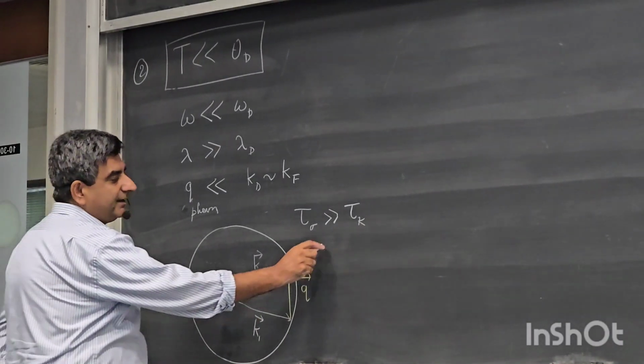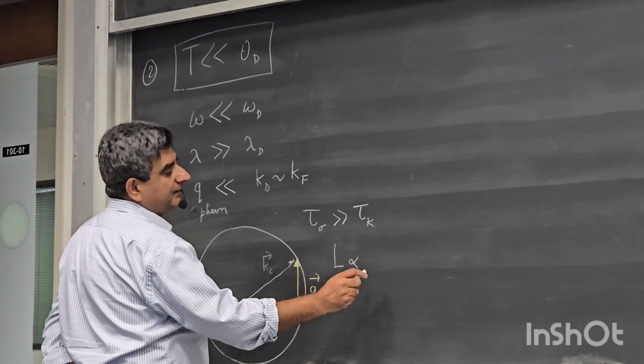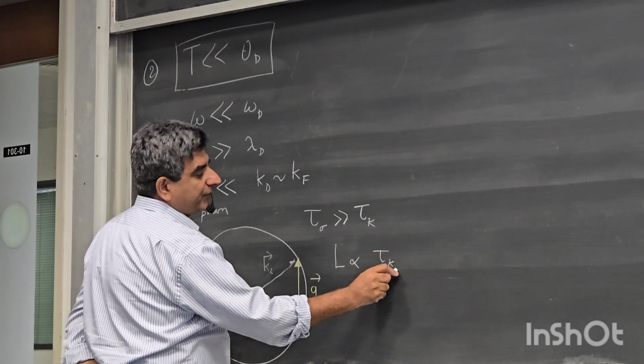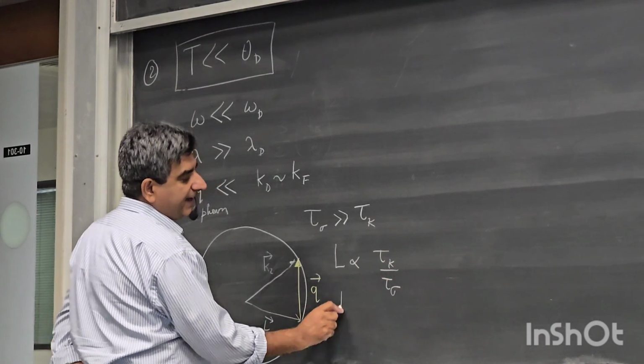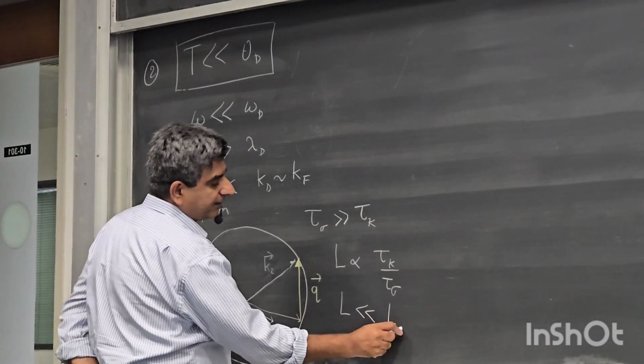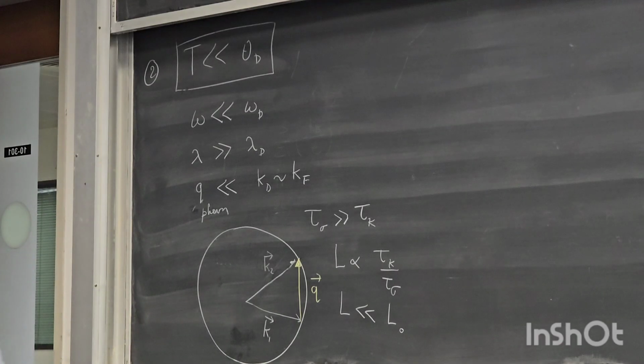And since L has tau kappa over tau sigma, this L becomes smaller than the nominal value of the Lorentz number. Yes.